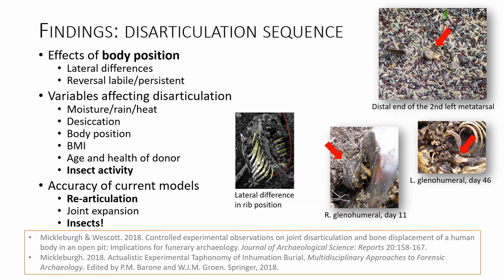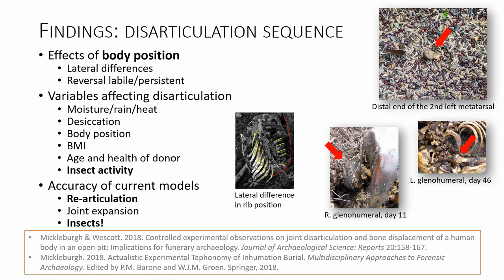And the problem with all of these variables is that they're acting on the body at the same time. It's very hard to distinguish what is the result of one variable versus another. And that leads to a problem with the models that we currently have, because these are mostly based on archaeological burials. And in these archaeological burials, we have the end result of all of these variables acting on the body. So it's very hard for us to then distinguish what is the result of what. And that brings me to the accuracy of some of our current models.